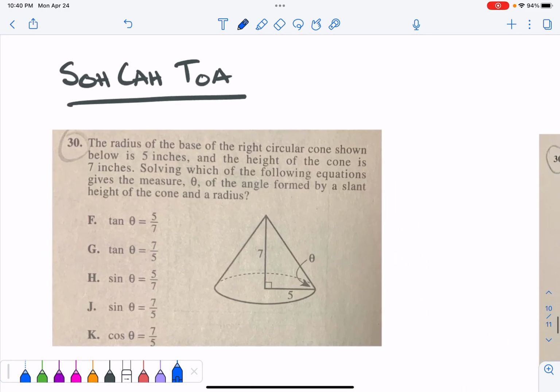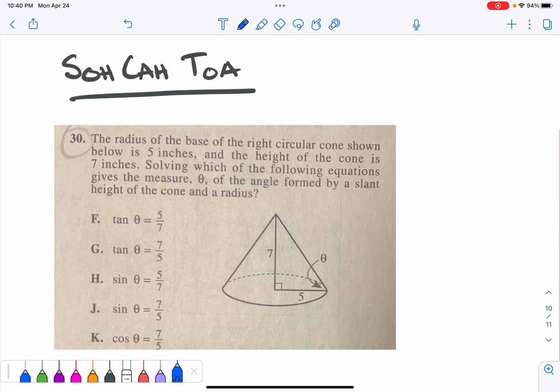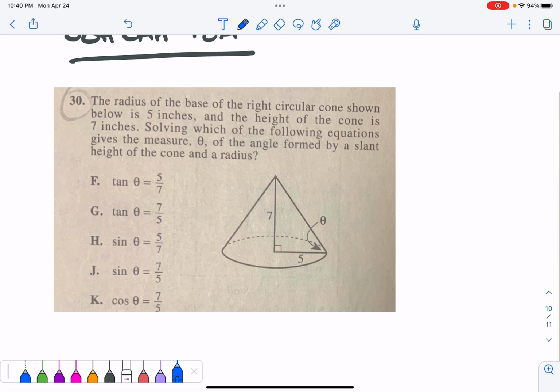We have SOHCAHTOA stuff. I think in geometry and in trig, we just got into doing SOHCAHTOA stuff, so I'm not going to start from scratch and go through all of that. We're just going to go through this problem. Now, don't try to solve the problem if you don't need to. Look at the way that this is. All they're having you do is set up the problem. You're not actually solving for theta. Don't go to any more work than you need to.